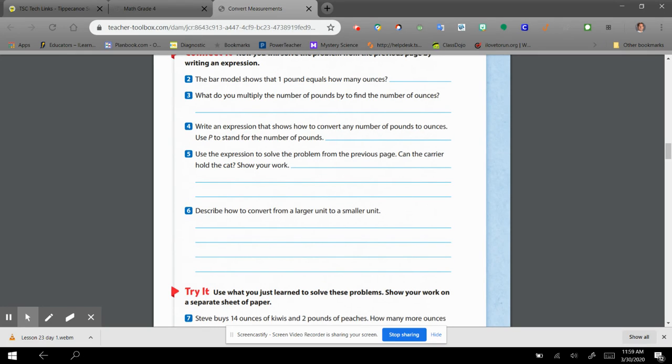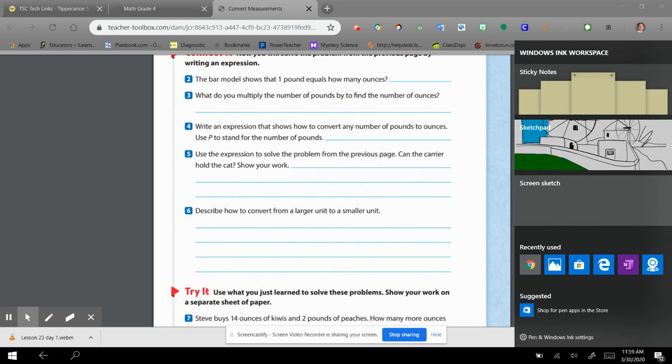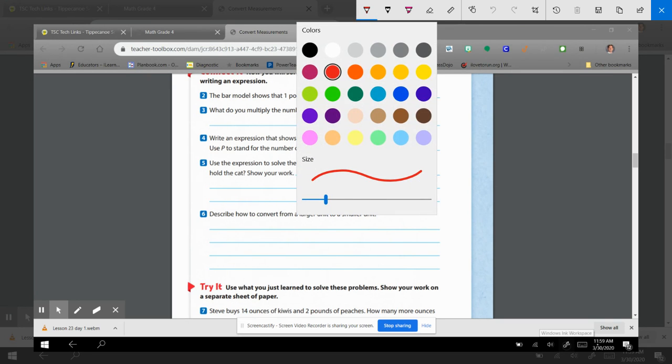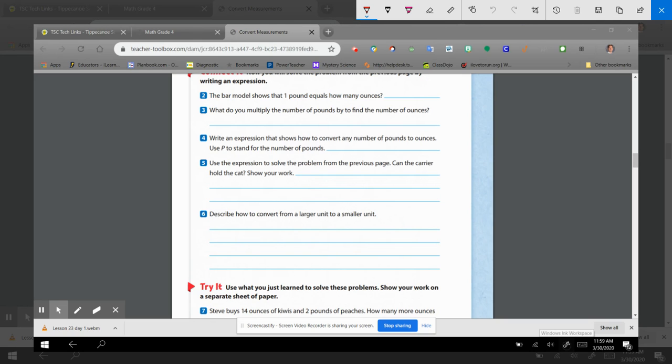For number 4, write an expression to show how to convert any number of pounds to ounces. Use P to stand for the number of pounds. Go ahead and pause it and write your answer. You should write pounds times 16, or P times 16.